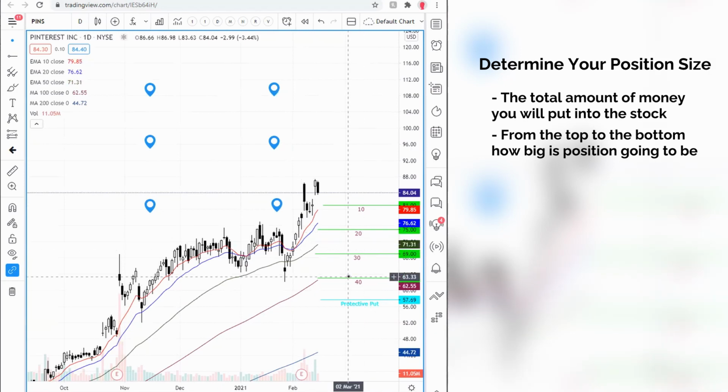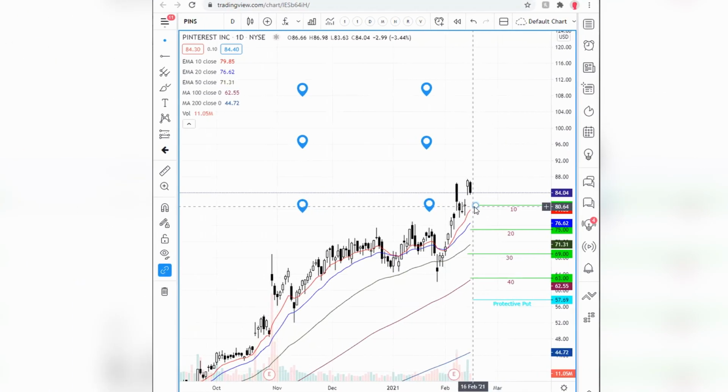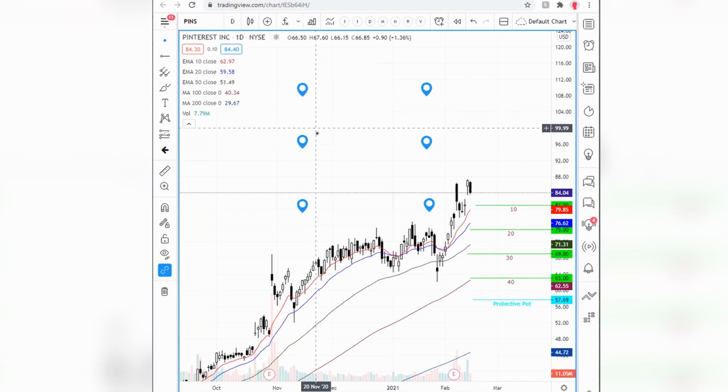I like to look at these when I'm entering them as an absolute zero play, meaning that if the stock goes to zero, that's how much I'm risking. So if I bought $7,000 worth of this stock, which is what we're doing in this exact example, it's actually $6,900, then I would be risking that exact amount. So that is my risk. Even though if I did a good job on step number one, it's very unlikely for that to happen, but that's how I like to look at it to keep a good outlook on this trade.